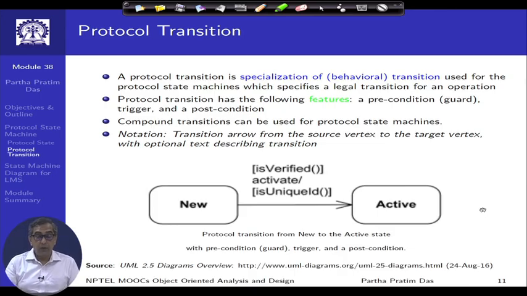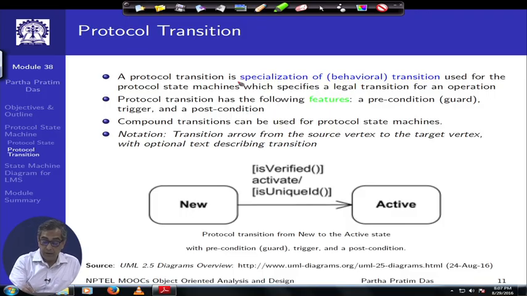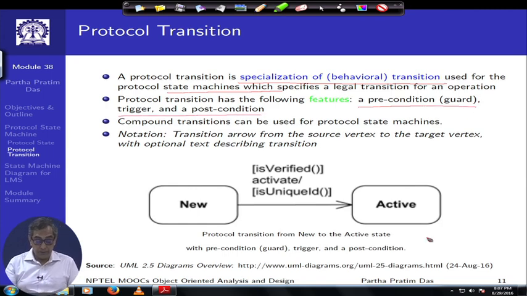Protocol states naturally have transitions, and often the transitions are guarded. So, a protocol transition is again a specialization of the behavioral transition and is used for the protocol state machine, and has the following features: a precondition, a trigger and a post condition. Precondition is what must be satisfied before this transition can take place. Trigger is what makes the transition happen, and post condition is what must be satisfied once the transition has taken place.